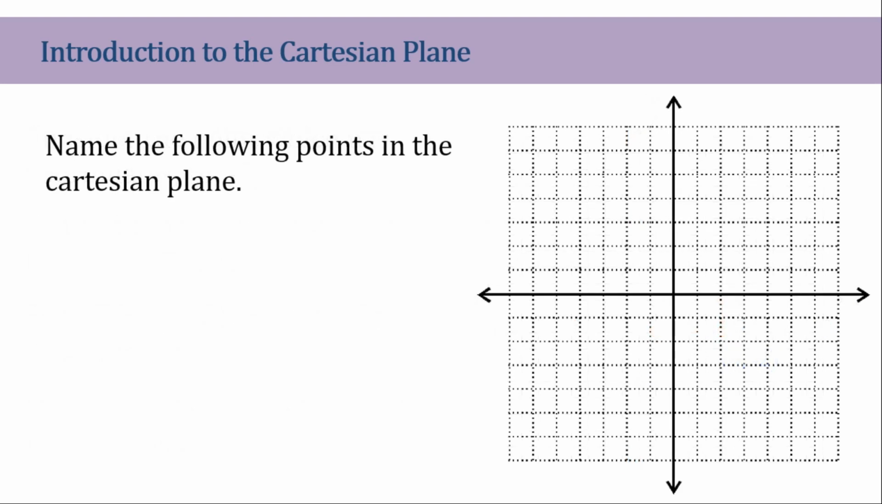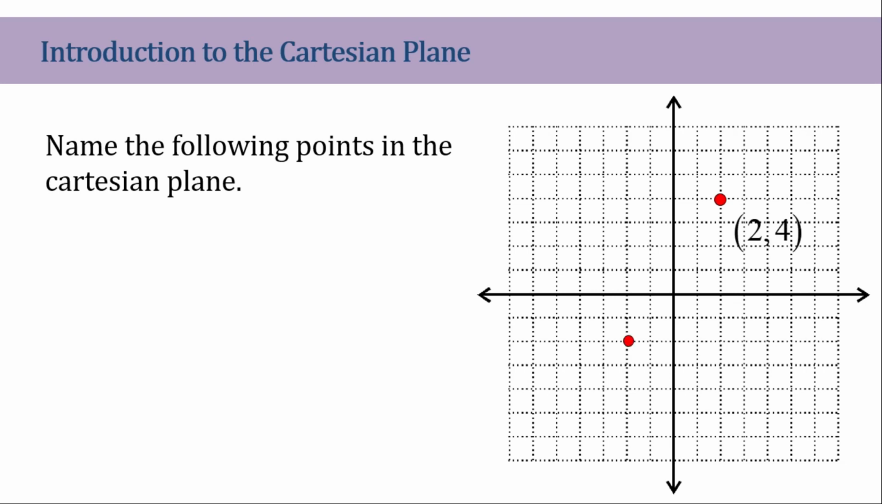Now let's name the following points in the Cartesian plane. First is this point. If we start from the origin and count along the x-axis, we can see that we're going to the right, so let's count how many units it is. 1, 2. So that is 2 units to the right of the origin, so that is positive 2. Now let's count how many units on the y-axis. 1, 2, 3, 4. So that is positive 4. So the coordinates of this point are (2, 4).